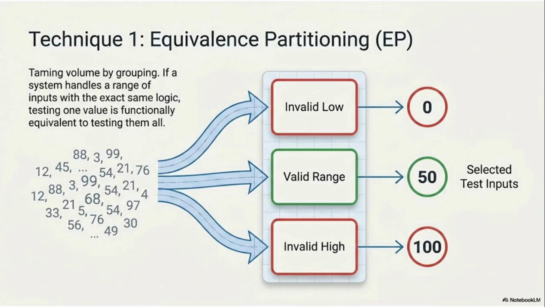The first technique is equivalence partitioning, or EP. This method tames high volumes of data by grouping inputs. If a system handles a range of inputs using the exact same logic, testing just one value from that group is functionally equivalent to testing every value in it. We divide our data into valid and invalid ranges to ensure the ECU handles both correct and incorrect data appropriately. We don't need to test everything.